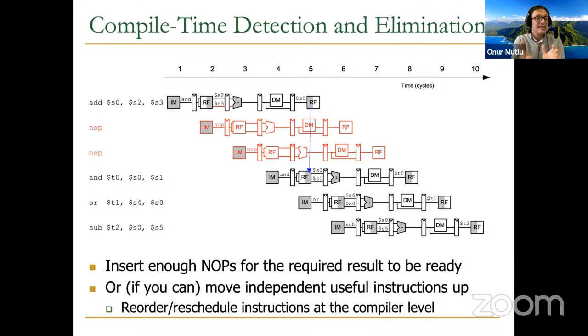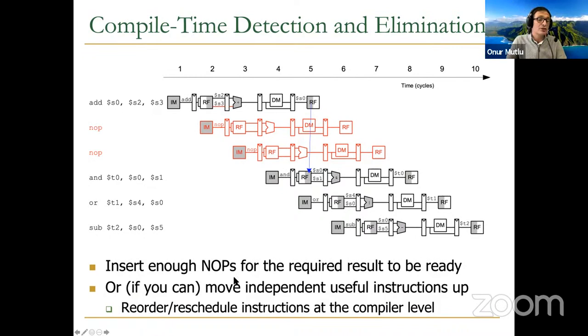correctly. The easiest way I would make sure this pipeline works correctly is by inserting 2 no-ops after the add, right? That makes sure that AND gets the correct value when it gets to the register file stage, right? And I basically waste 2 pipeline slots, if you will, by inserting 2 no-ops into the program. So clearly this works, and you can convince yourself that it works.